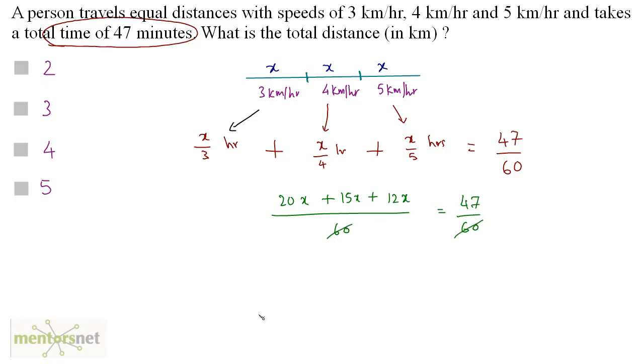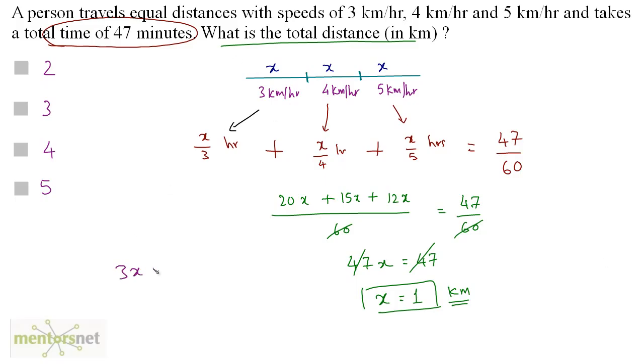The 60 and this 60 gets cancelled out. We have 20 plus 15 is 35, plus 12 is 47, so 47x equals to 47. So we have x equals to 1, and this distance is in kilometers, right, because the speed was in kilometers per hour. So x is 1. We have been asked the total distance. What is the total distance? 3 times x. So 3 times x is equals to 3 times 1, and that's 3 kilometers. So option B is the correct answer.